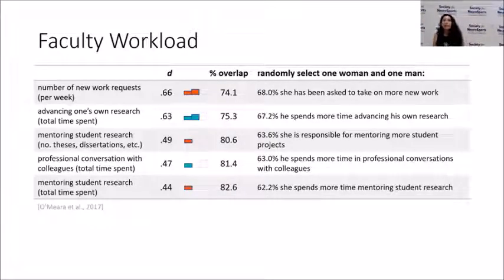Seems that there is. Women are moderately more likely, so if you have one male faculty member and one female faculty member in the same job, she's moderately more likely to have been asked to take on additional work that week compared to him. She's slightly more likely to spend more time mentoring student research, and to have a greater number of student research projects to mentor, whereas he is slightly to moderately more likely to be spending time advancing his own research.